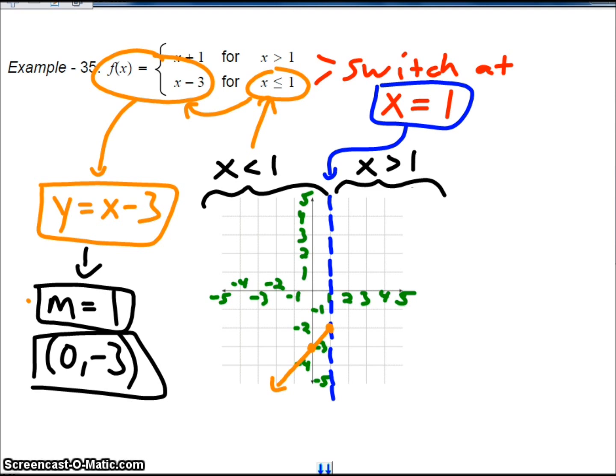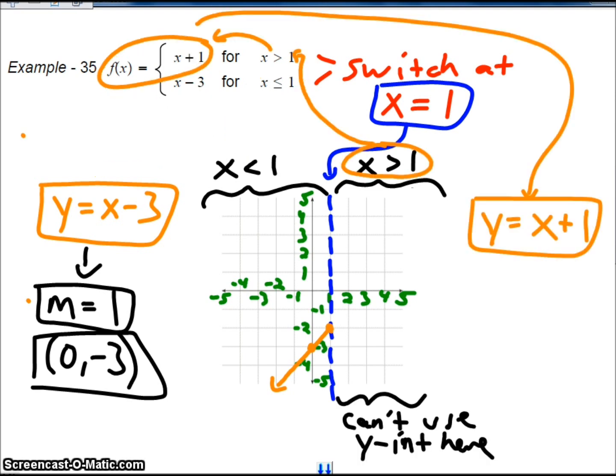What about the graph on the right-hand side of that vertical line? Well, that's the region where x is greater than 1. And if we look at the equation, that condition matches up to the equation y equals x plus 1. Or, it matches up with f of x equals x plus 1. But again, f of x is just the y variable. So for the region on the right-hand side, we want to graph the equation y equals x plus 1.